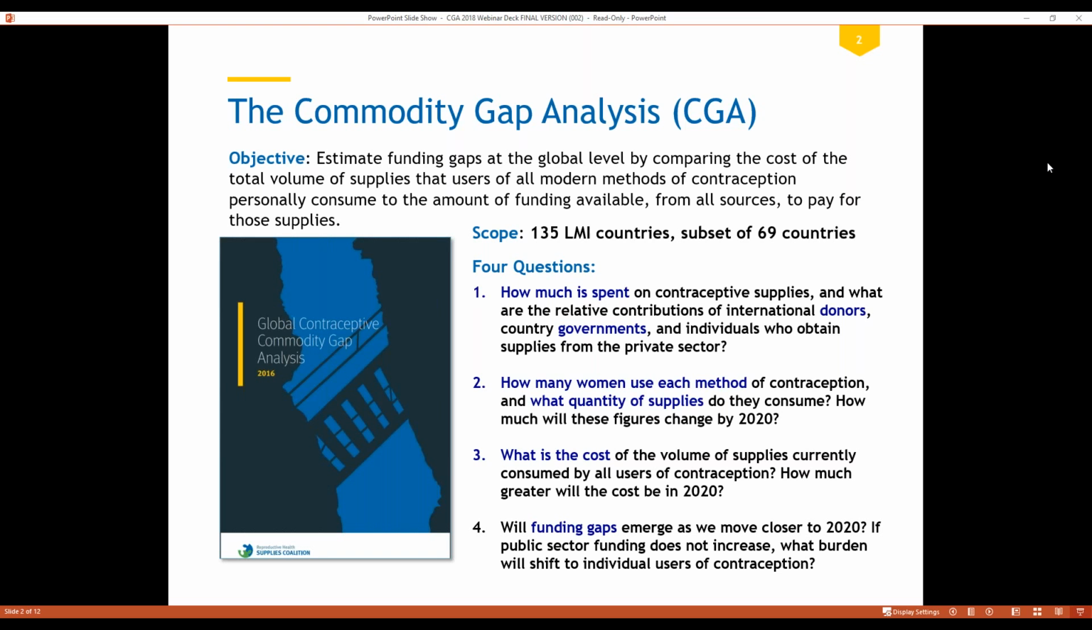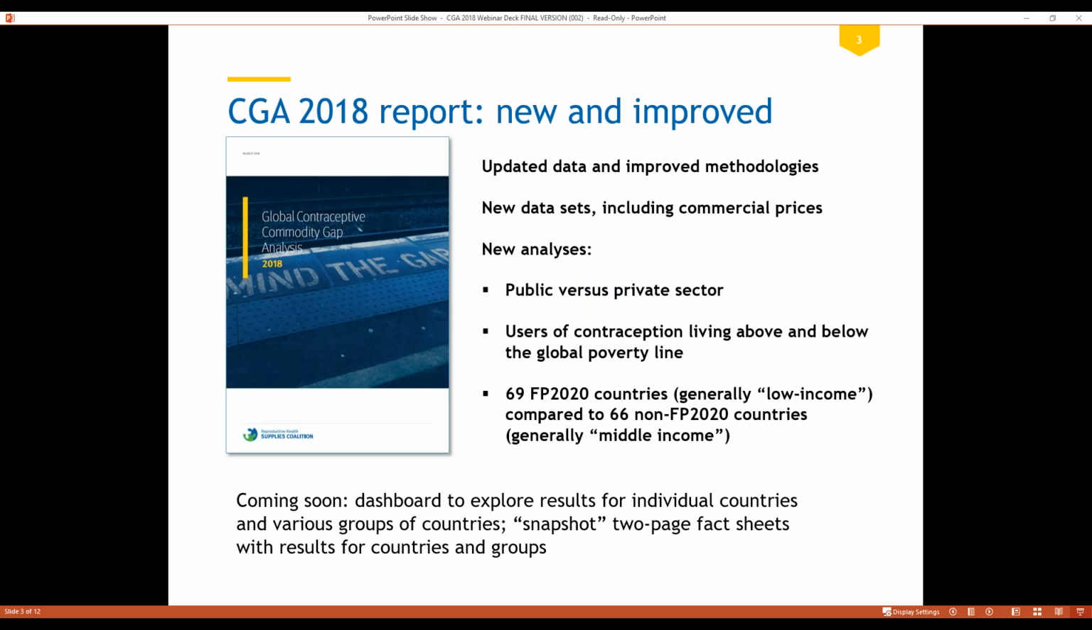contraceptive commodity gap analysis. We're doing this to help inform discussions about future funding levels, manufacturing priorities, program strategies, and advocacy efforts. And we're adding detail and nuance with each successive report. In the last report, we addressed the 4 questions that you see on the screen. And in the new report, we revisit these questions, making use of new data, especially private sector commodity price and volume data that we purchased from IQVIA, and improved methodologies that reflect suggestions from different partners. This report also has new analyses we weren't able to provide in the last report.